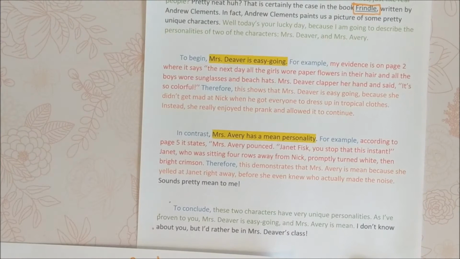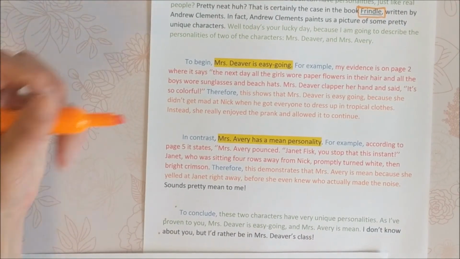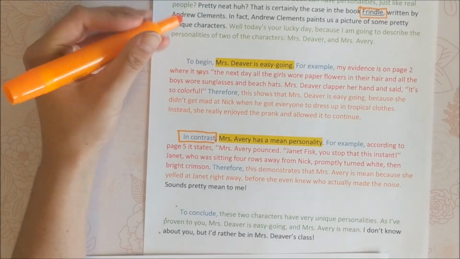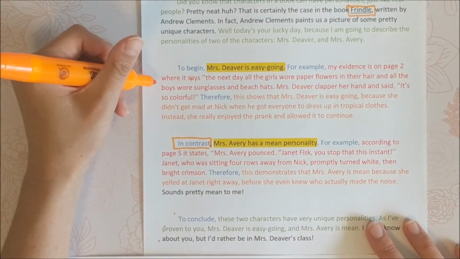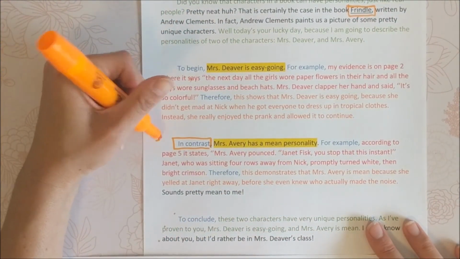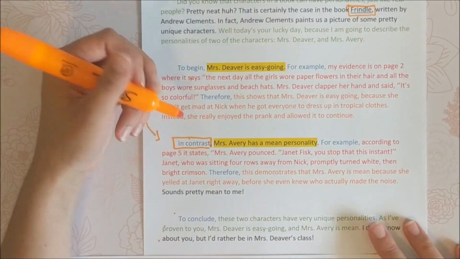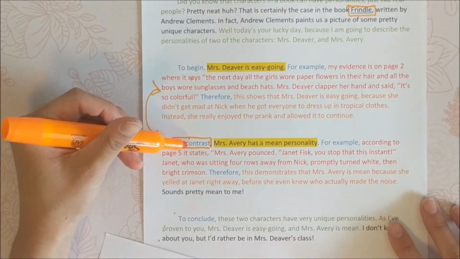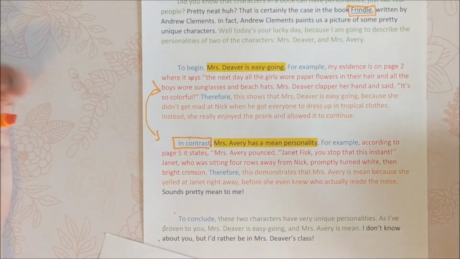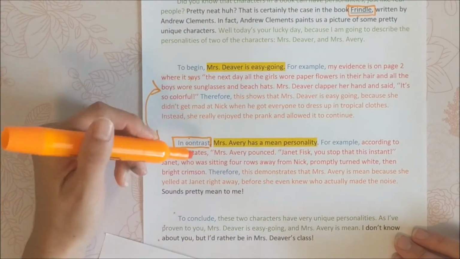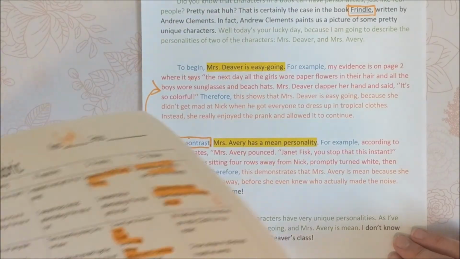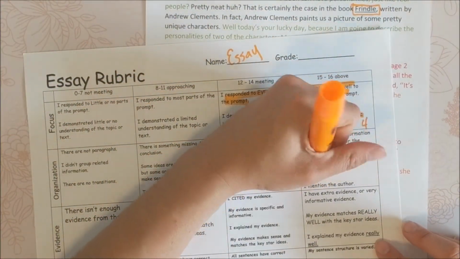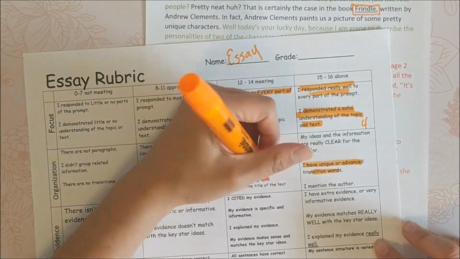Their transitions are effective, and even I would say this one is advanced because they recognize that in this essay, we are contrasting 2 things. Contrasting is when they're different and we're showing how they're different. So this transition doesn't work with every essay, but they used it correctly here, which makes it unique. So I would say they have unique transition words. They have their 4 paragraphs.